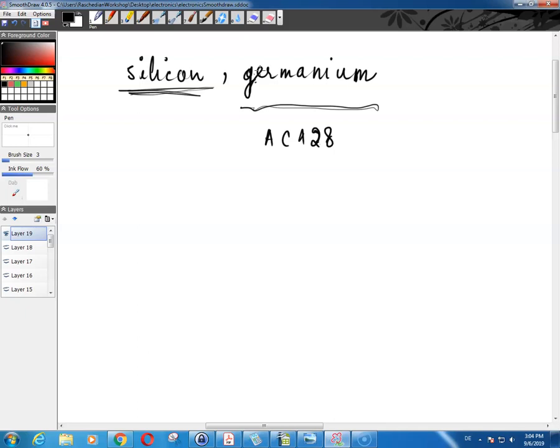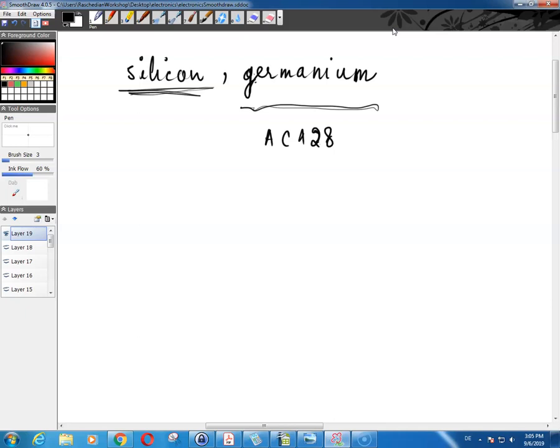Today, there are still some applications in which you have to use germanium. For example, in some radio applications, there are some diodes that still have to be made with germanium, but mainly germanium is not used to make transistors and semiconductors in general. So that's all about silicon and germanium.